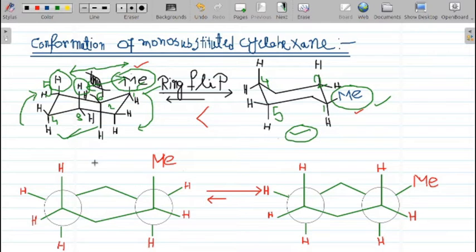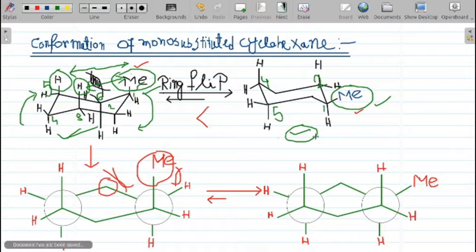Now we will consider the torsional strain, and here we will consider the Newman projection of this conformation, that will be like this. Here you can see that there will be a clash between this CH2 group and this methyl group in this conformation, and a clash between this methyl and hydrogen. Now we will draw the Newman projection of the other conformation.